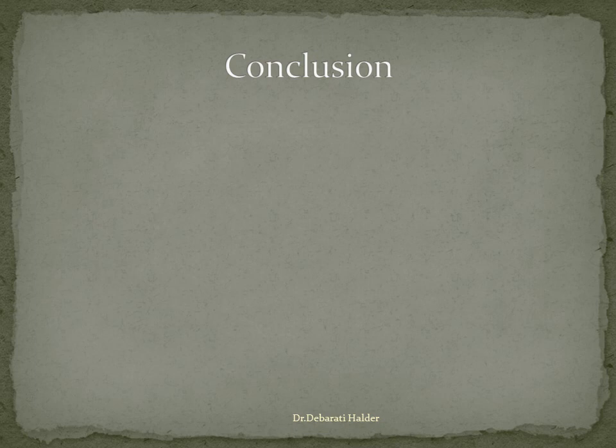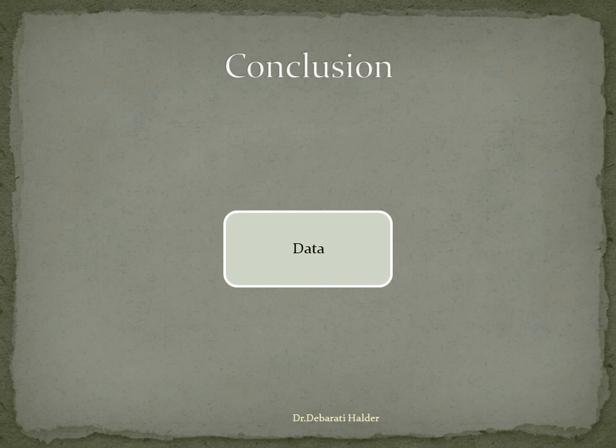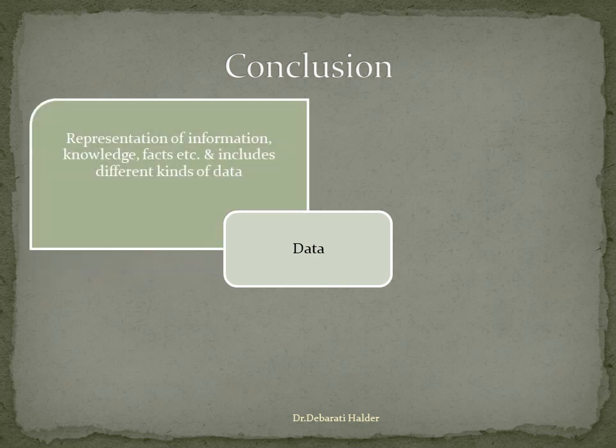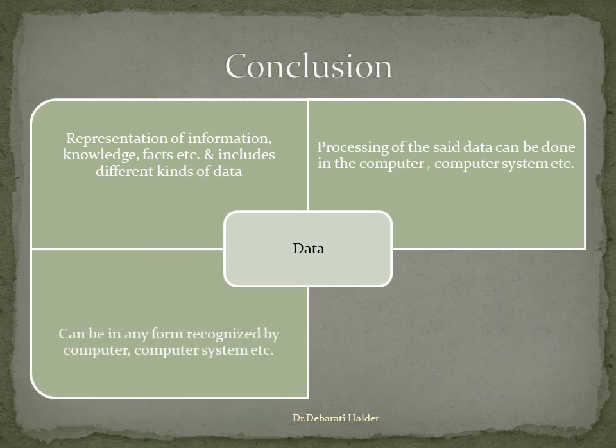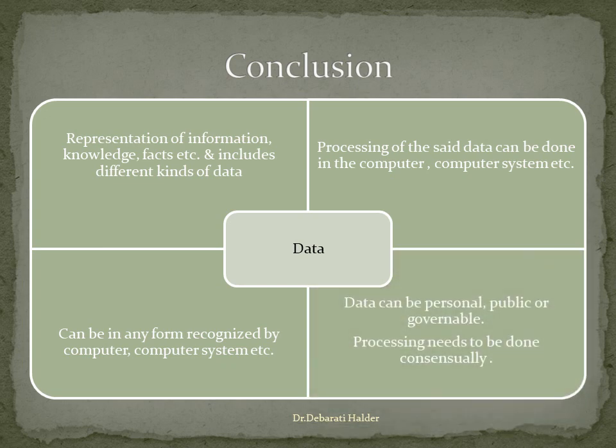Coming to the conclusion regarding the general understanding of data, it can be seen that data means representation of information, knowledge, facts, etc., and includes different kinds of data. Processing of the said data can be done in the computer, computer system, etc. Data can be in any form recognized by computer, computer system, etc. Data can be personal, public, or governable. Processing, however, needs to be done consensually. That means with the consent of the natural person to whom the data belongs.